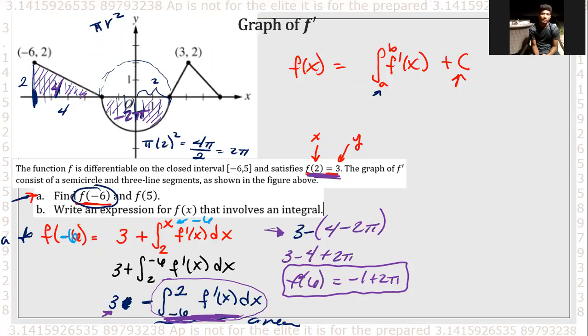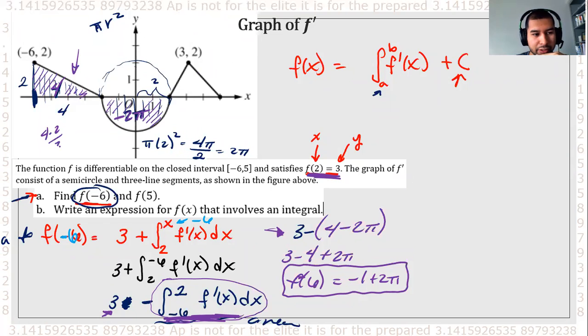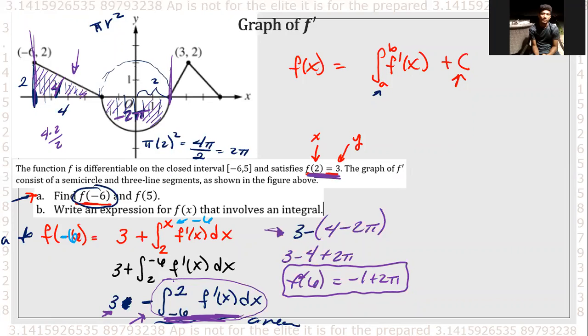Wait, what? Okay. Where does the 4 come from? The 4 came from this one, the area of a triangle: 4 times 2 divided by 2. So you're still doing that? Okay. Yeah, because it's the area from negative 6 all the way to 2, because that's the limits of the integral. Does that work? Sure.